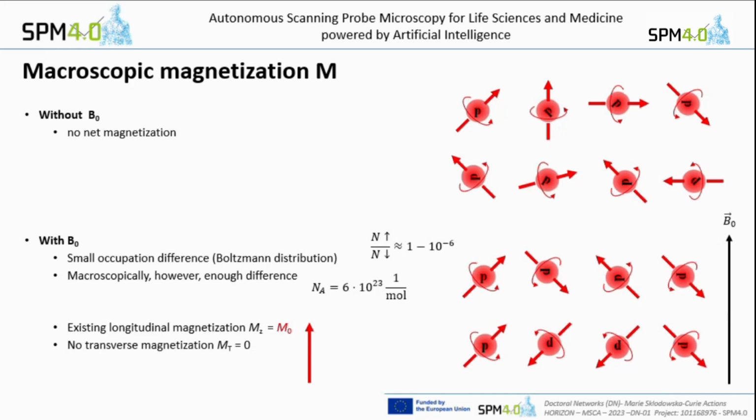However, we have a lot of atoms, indicated by the Avogadro constant, in the body. So at the end, we see some net magnetization. This is the main thing. Since they are a little bit different in numbers, parallel and anti-parallel, we have the net magnetization. The net magnetization at equilibrium is oriented along Z. But we don't have any net magnetization in the transverse orientation, perpendicular to the Z-axis, perpendicular to the B0 field.